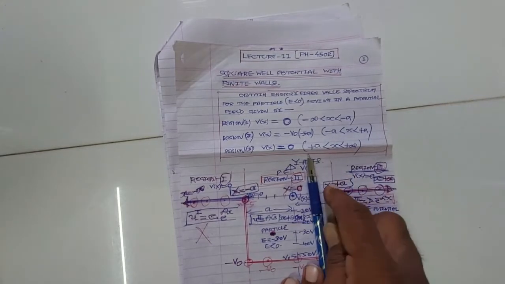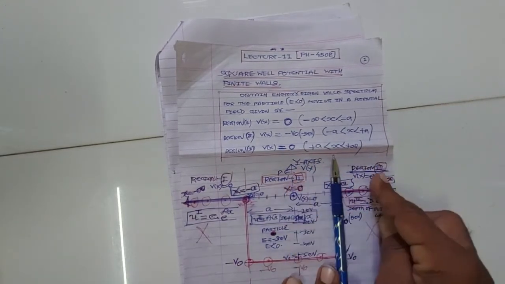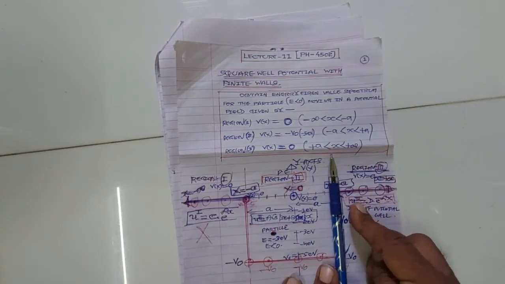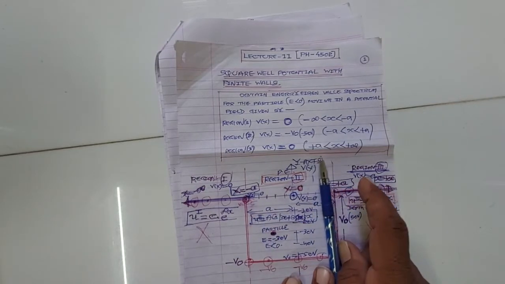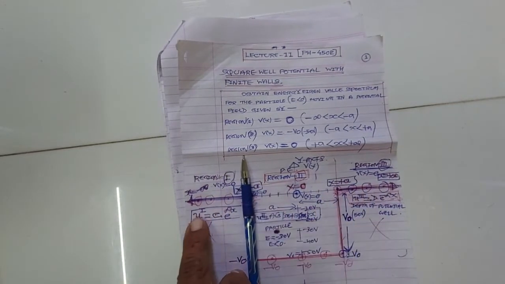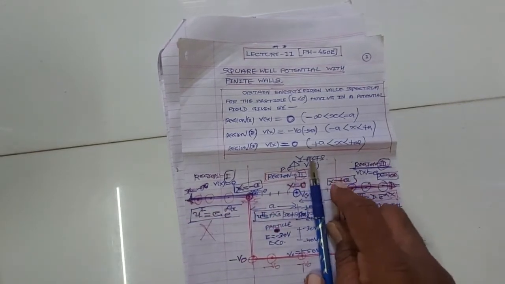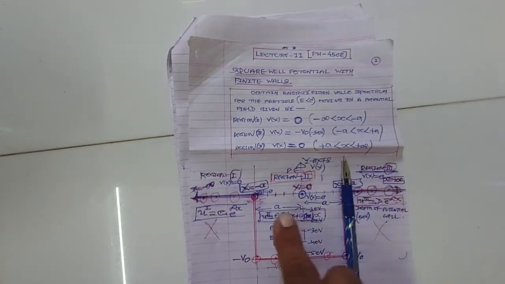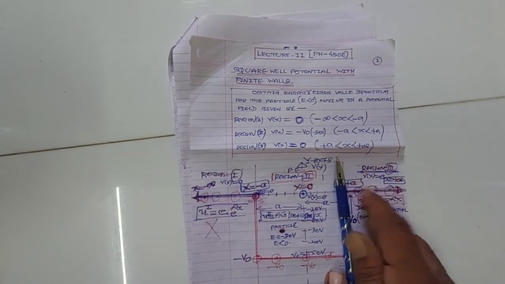So at the point x is equal to plus a, u2 must be equal to u3 and du2 by dx must be equal to du3 by dx. Earlier, at the point x equal to minus a, u1 is equal to u2 and du1 by dx is equal to du2 by dx. At the point x equal to plus a, region 2 and 3 meet, so u2 is equal to u3 and du2 by dx is equal to du3 by dx.